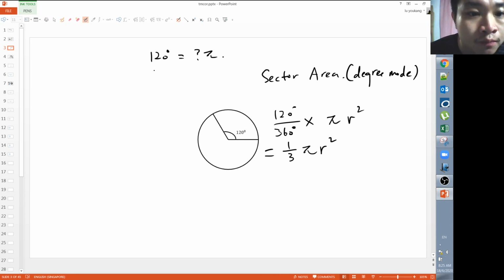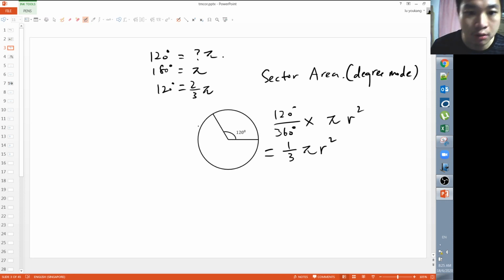We know that 180 degrees is equal to 1 pi. So 120 is equal to how many pi? If you take out your calculator, you can simply get the equivalent pi for 120 degrees. 120 divided by 180, so 1 over this. The answer is 2 over 3 pi.